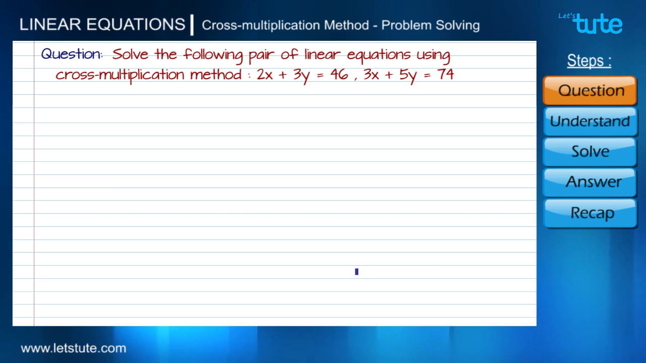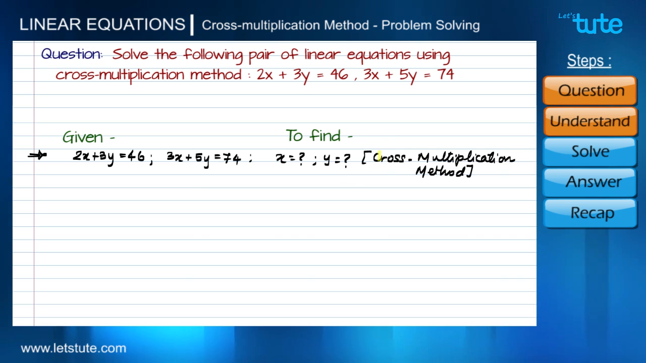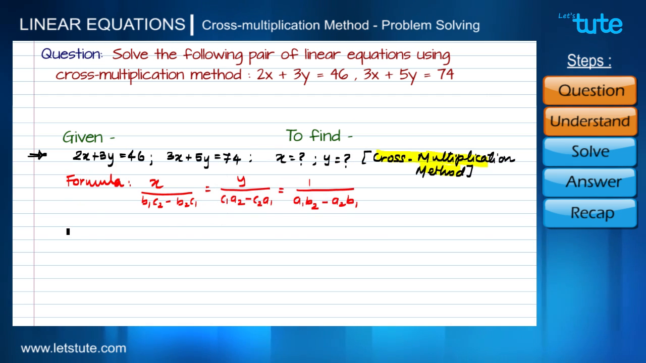We are going to solve this question using particular steps. So first of all, we'll understand this question. We are given two equations and we have to find the value for x and the value for y. And we have to use cross multiplication method. And we already know for solving pair of linear equations using cross multiplication method, we need to use the following formula.